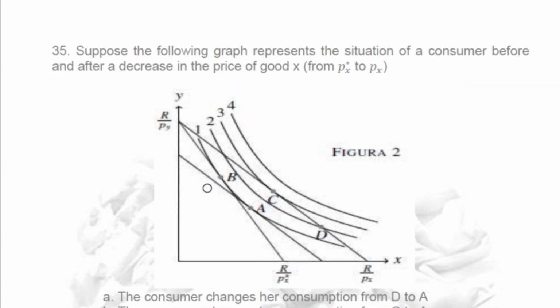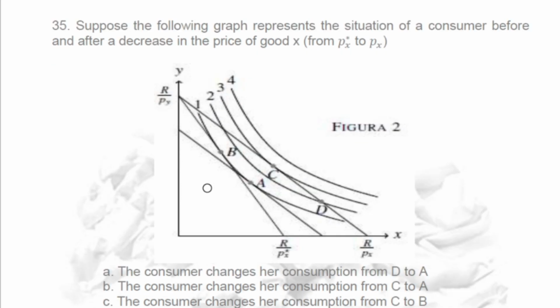35th. Suppose the following graph represents the situation of a consumer before and after a decrease in the price of good X, from Px star to Px. So from here to here would be the change. Here we have the first budget constraint, here we have the second budget constraint. Don't pay attention to this other budget constraint. Don't pay any attention to this question.